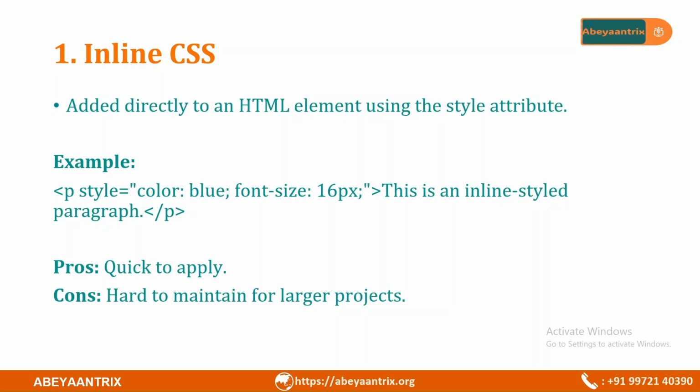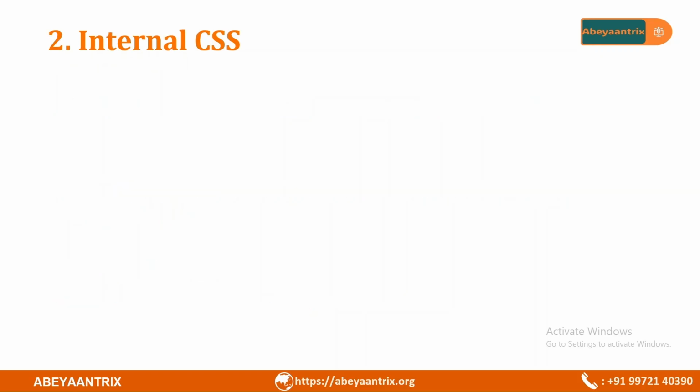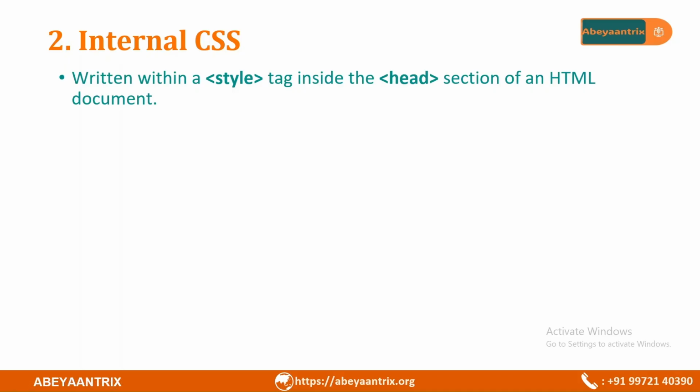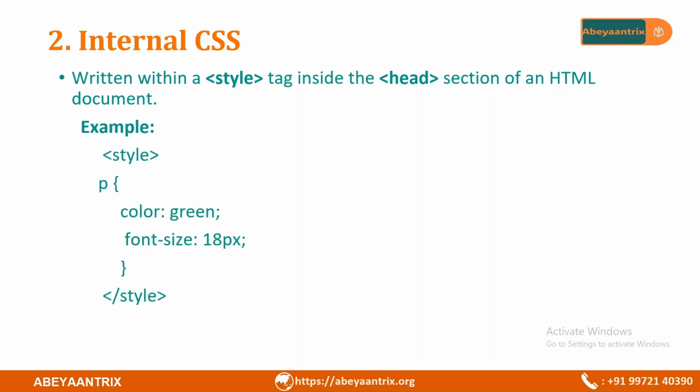Okay, next, let us move on to internal CSS. In internal CSS, we write within a style tag inside the head section of the HTML document. The syntax will look like this. Inside the style tag we write the selector name, and within curly braces we write the properties like this: color colon green, font size colon 18, and then close the style element.